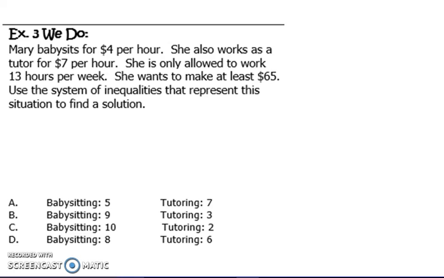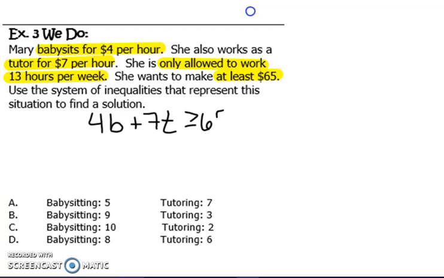Example 3. Mary babysits for $4 an hour. She also works as a tutor for $7 an hour. She is only allowed to work 13 hours per week, and she wants to make at least $65. So we're going to start with our dollars. She works $4 an hour for babysitting, plus $7 an hour for tutoring, and she wants to make at least $65. But she can only work both babysitting and tutoring for no more than 13 hours a week, so it's going to be less than or equal to.